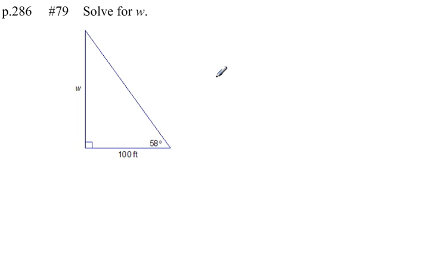To solve for W, we're going to have to remember something we learned way back in our algebra or geometry days. SOHCAHTOA. If you don't know SOHCAHTOA, get to know it ASAP because we're going to be using it a lot. SOHCAHTOA. This means to find the sine of any angle, we use the opposite over the hypotenuse. To find the cosine of any angle, we use the adjacent over the hypotenuse. To find the tangent, we use opposite over adjacent.